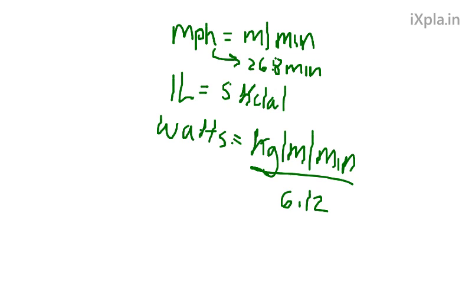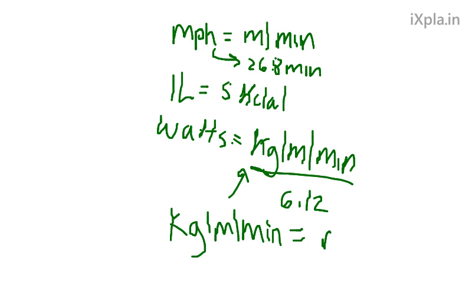The other conversion is the Monark revolution, which you really don't have to memorize. But the last conversion is to get kilograms meters per minute. That's just the resistance that the person's cycling at, whatever resistance it is, multiplied by 6, multiplied by their RPMs, or revolutions per minute. So those are simple conversions that you have to memorize.